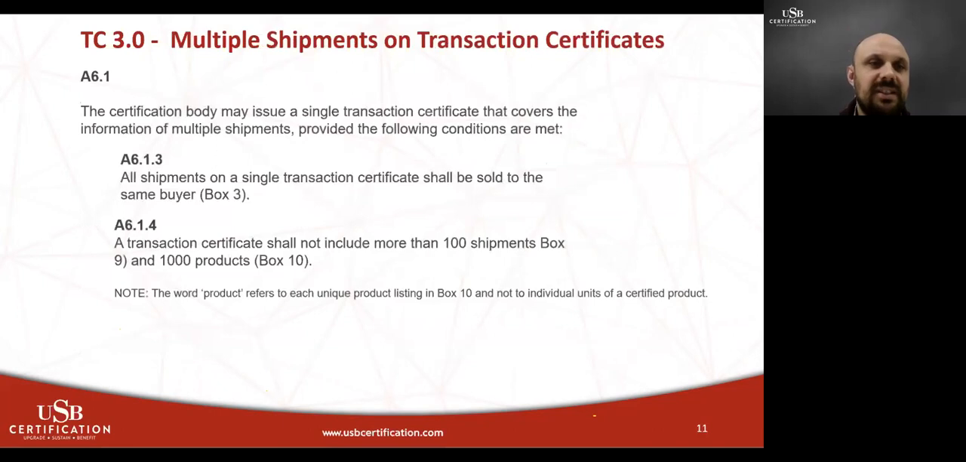So you still can have multiple shipments in a transaction certificate, and they are all sold to the same buyer, same corporation. In box 3, you can have up to 100 shipments and up to 1,000 unique products in a single TC.